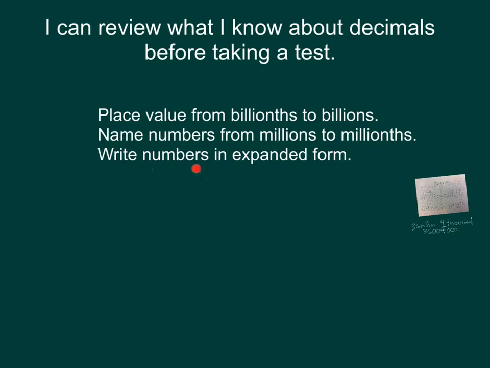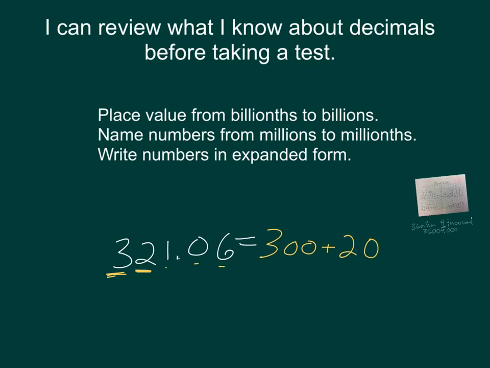The next thing is you need to be able to write numbers in expanded form. If I saw this number, it says 321 and, my decimal point, and 6 hundredths. In order to write it in expanded form, I take each individual place value and I write it by itself. So I have 3 in the hundreds place, so I write 300. I have 2 in the tens place. Well, that 2 is not worth 2, it's worth 20. I have 1 in the ones place, so that is worth 1. Then I have 0 in the tenths place, so I don't need to write anything for that because it's 0. And then I have a 6 in the hundredths place, so I would write decimal 06, and that is a 6 in the hundredths place.